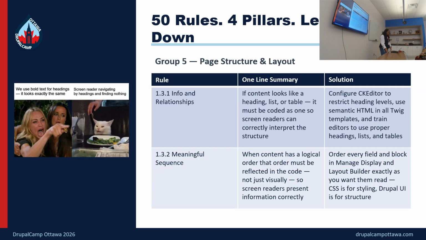Okay, so group 5, this is kind of like a first rule. Group 5 is all about the page structure and layout. The first rule is 1.3.1, info and relationships. This is important, and when we are doing the audit, we find a lot of errors under this rule. If the content looks like a heading, list, or table, make sure it is coded as such, not done in CSS, so that the screen reader can interpret the structure properly.